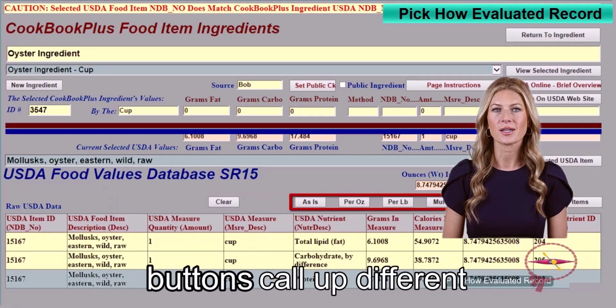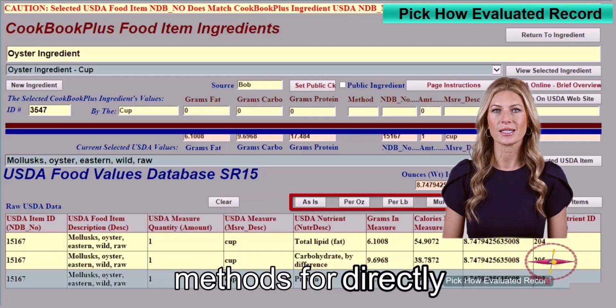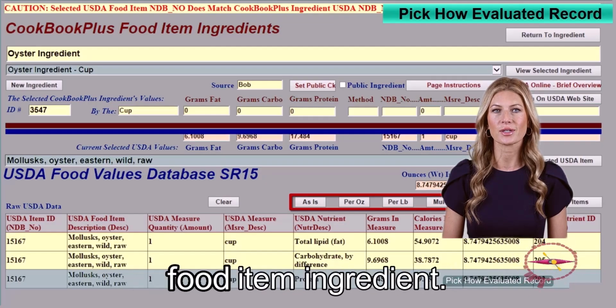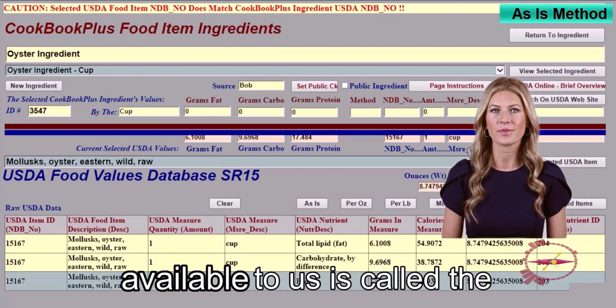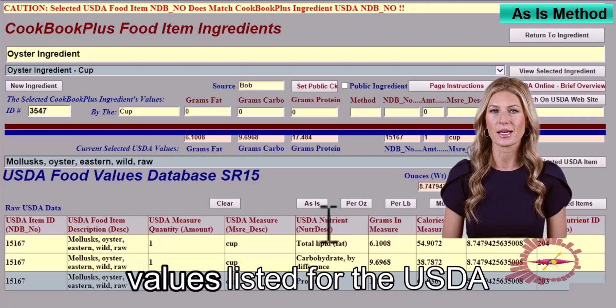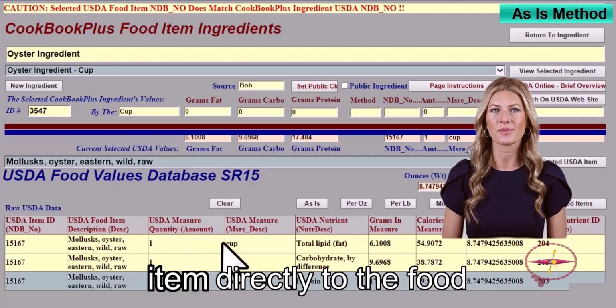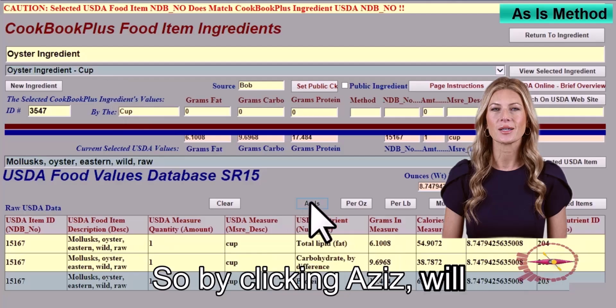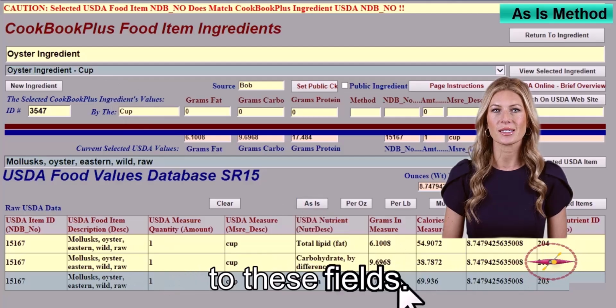These 5 command buttons call up different methods for directly posting USDA nutrient values to a CookBookPlus food item ingredient. One of the methods available to us is called the As Is method. This method will copy the values listed for the USDA item directly to the food item ingredient. So by clicking As Is, we'll copy these values directly to these fields.